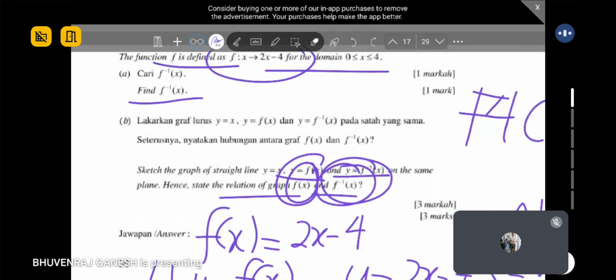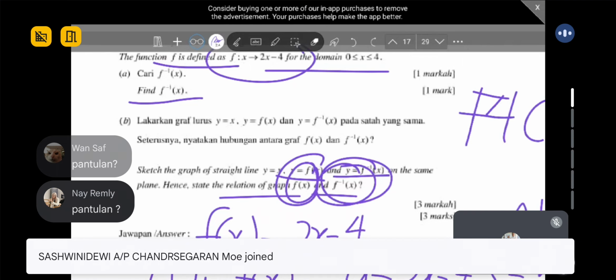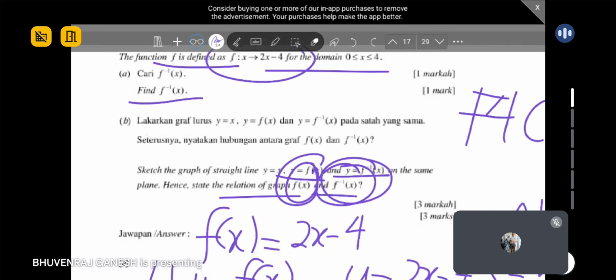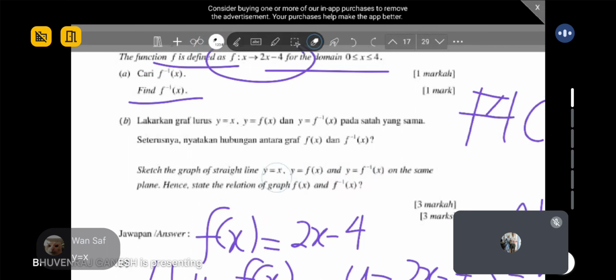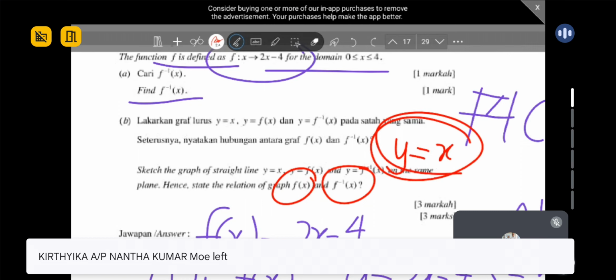That's what you must answer. So anyone? What is the answer? Apa jawapan dia? Apa hubungan dia? Yes, that is the answer I'm waiting for. Reflection, pantulan. Okay, pantulan pada mana? Lebih spesifik. Pantulan pada garis mana? In which line do you reflect? Yes. Always remember, guys, f(x) and f songsang x adalah pantulan pada garis y sama dengan x. You have to reflect on this line.